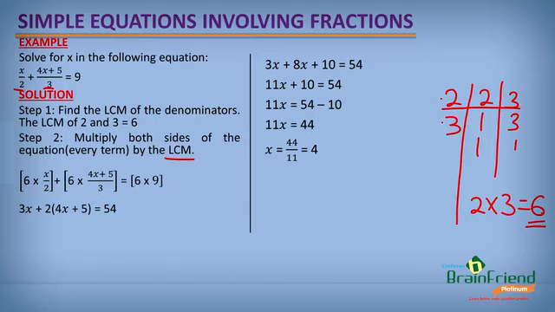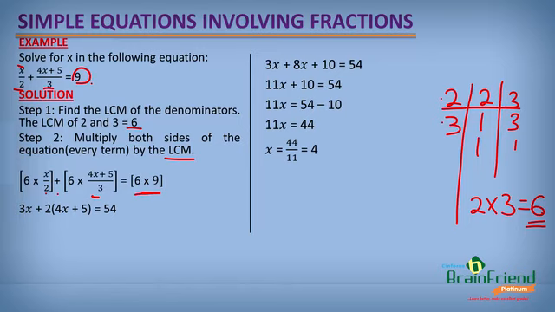And on both sides of the equation we multiply every term. So this is one term, this is another term, and 9 is another term on its own. So we multiply each term in the equation by the LCM, 6. So this is what we have here: 6 times x over 2, which is the first term, plus 6 times (4x plus 5) over 3 is equal to 6 times 9.